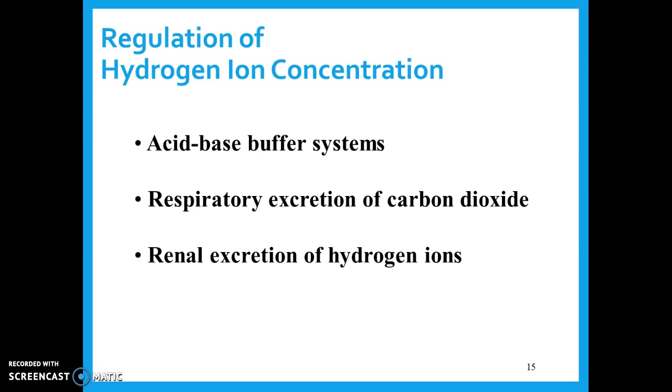The others are respiratory excretion of carbon dioxide. If we get too much carbon dioxide in our body, we're going to have carbonic acid, and that would be a low pH. So respiratory excretion means that we breathe out carbon dioxide. Lastly is renal excretion of hydrogen ions. So we're going to get rid of hydrogen through our kidneys. So we'll look into more detail of that on the next part.